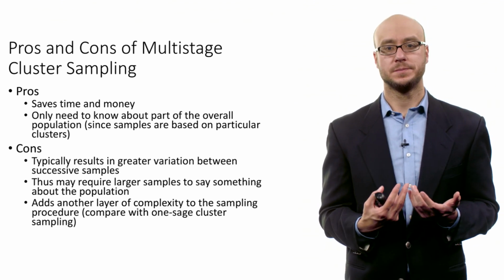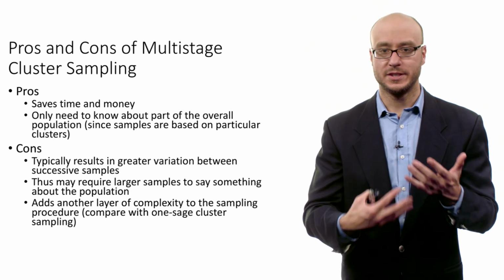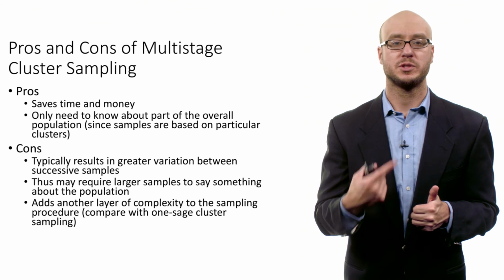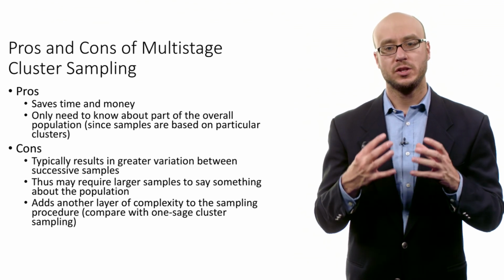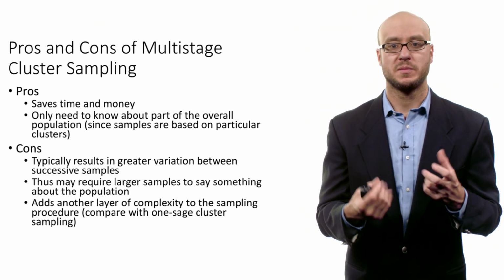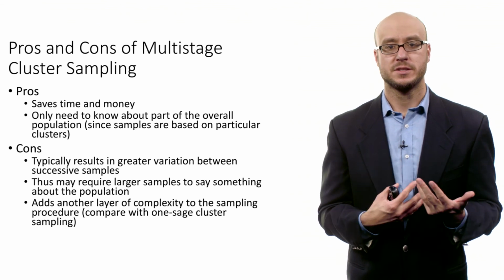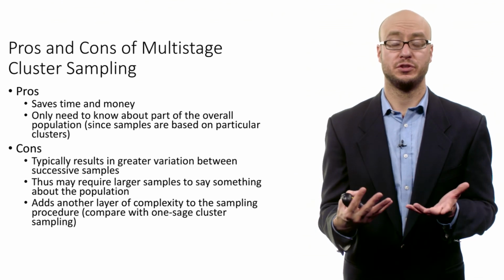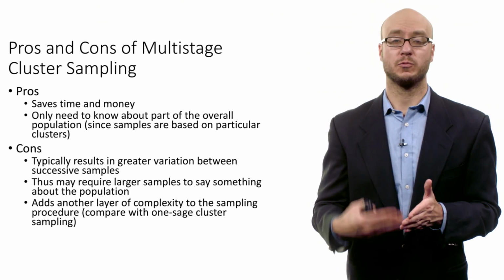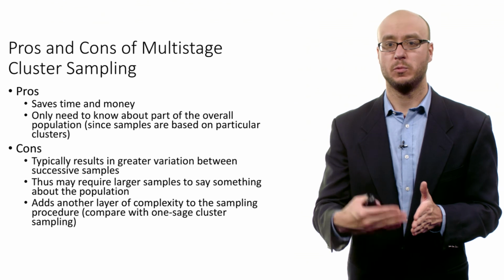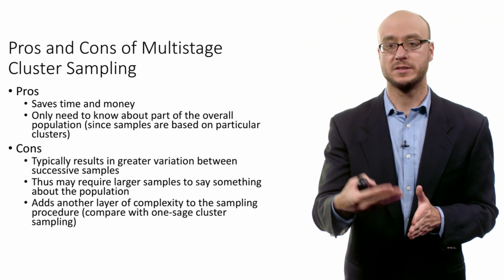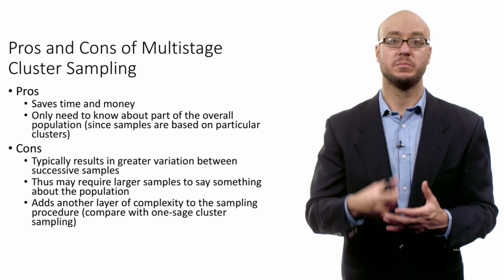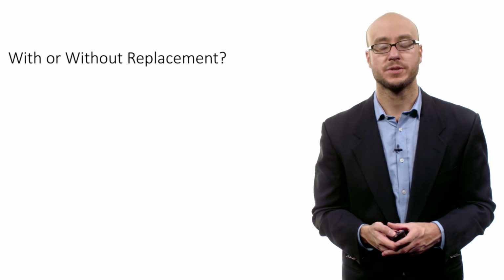There are a couple cons, though. And again, this is related to just one-stage cluster sampling. There tends to be greater variation between successive samples. You may need larger samples to say something about the population. And in contrast to one-stage cluster sampling, there's this additional layer of complexity because you have 2 stages in this case. You have to randomly select the clusters, and then within each cluster, you have to randomly select elements. So that adds an additional administrative cost to the sampling procedure.